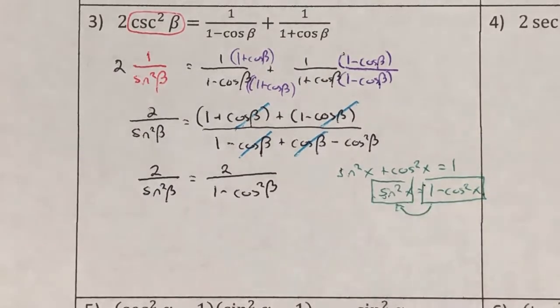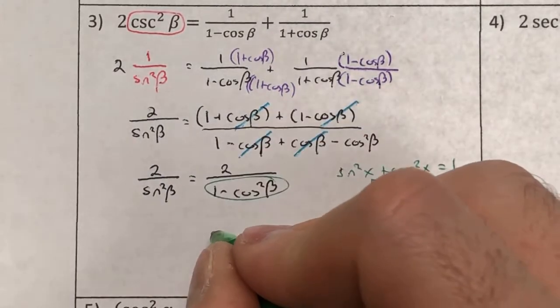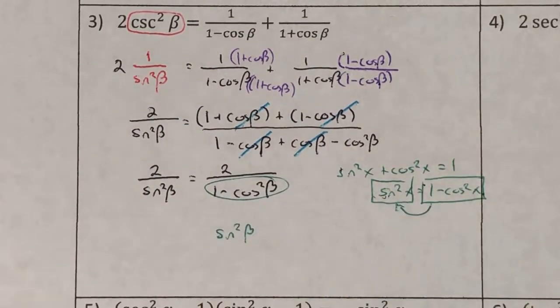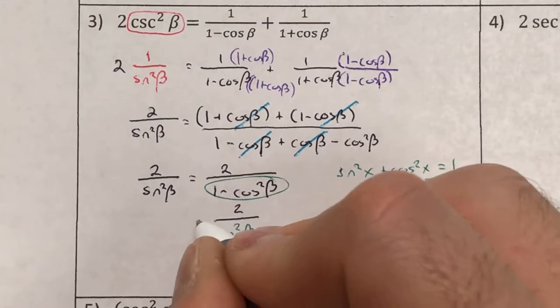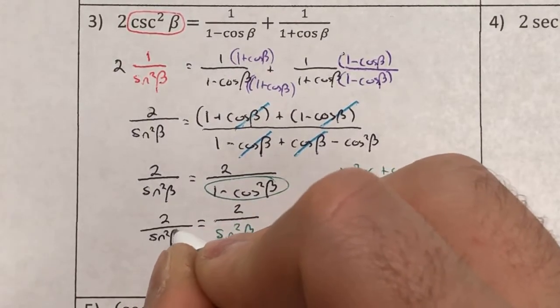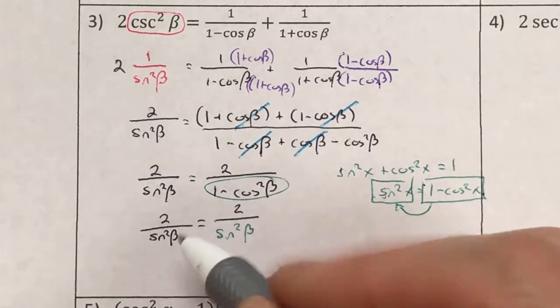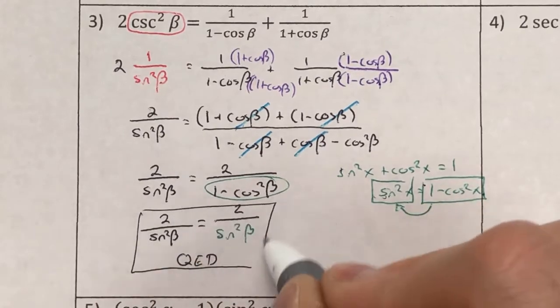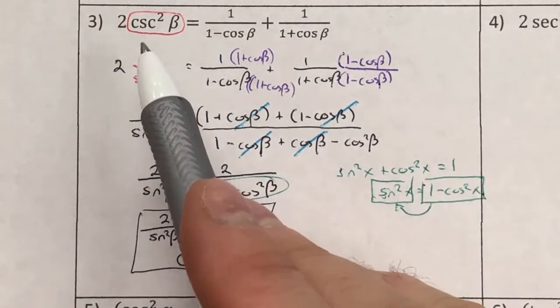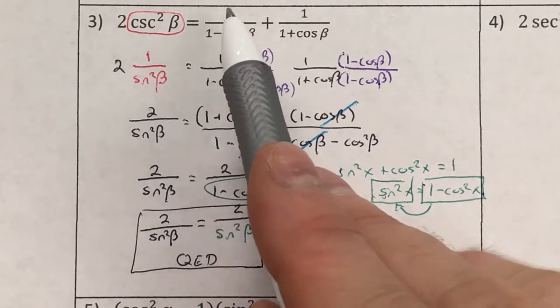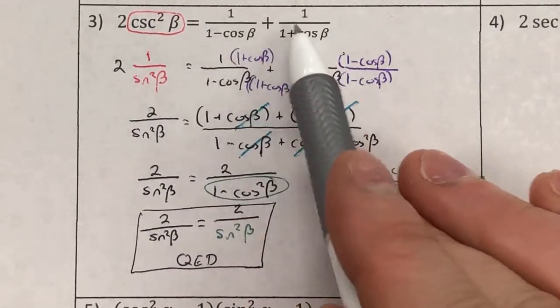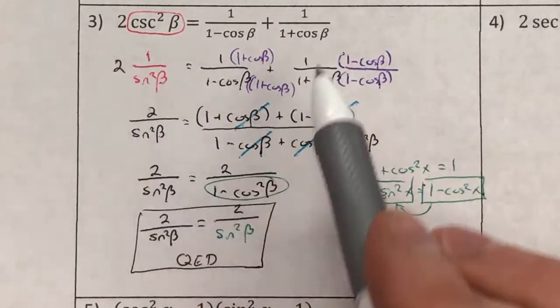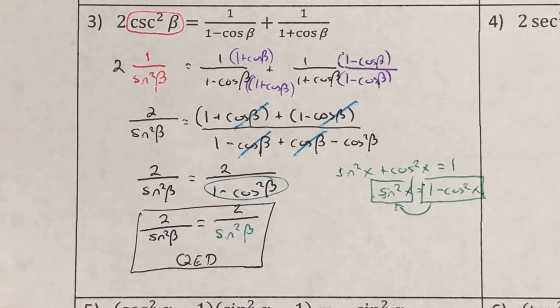So what I'm going to do is rewrite 1 minus the cosine squared of beta as the sine squared of beta. Let's go ahead and rewrite that as the sine squared of beta. And I'm going to copy down everything else. And what I see is that I have an expression that is equal to itself. Quod erat demonstrandum. I have successfully proven that 2 cosecant squared of beta is equivalent to 1 over 1 minus cosine of beta plus 1 over 1 plus cosine of beta. I can now use that identity wherever I might need it anytime in the future.